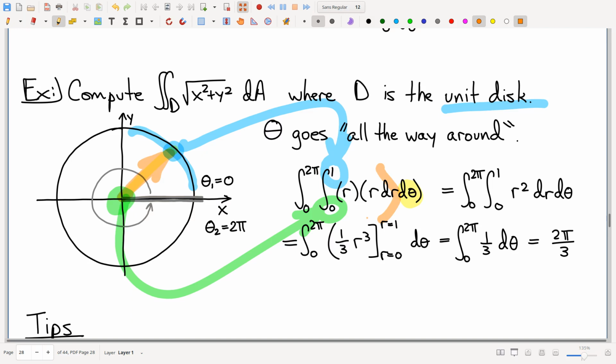Everybody happy? It's all single variable calculus iterated integrals.